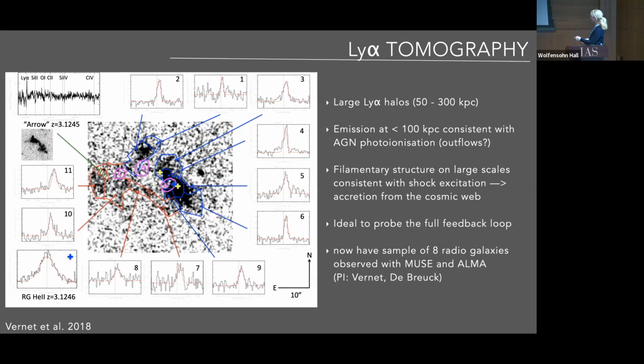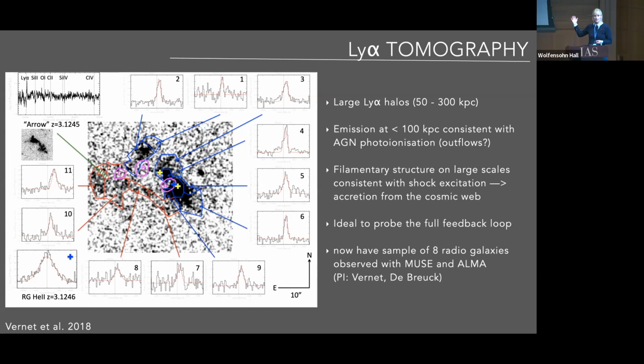So this is an example from a paper a couple of years ago where you see the quasar, or the AGN, here in the middle. The yellow crosses show you the positions of the radio jets, and then the Lyman alpha emission is seen on several hundreds of kiloparsec scales. It has been shown that emission at scales of less than 100 kiloparsecs is consistent with AGN photoionization, and everything else is consistent with shock excitation, probably through accretion from the cosmic web.